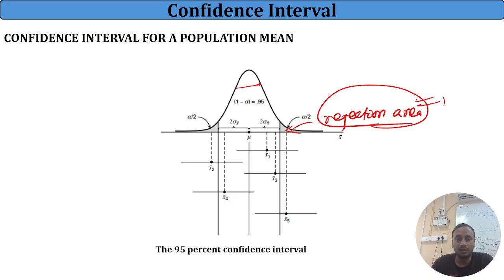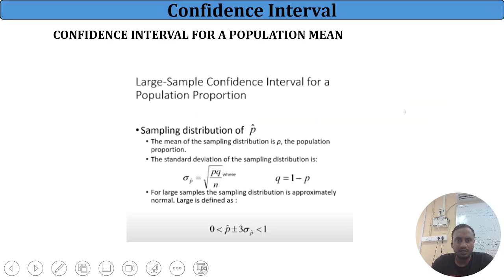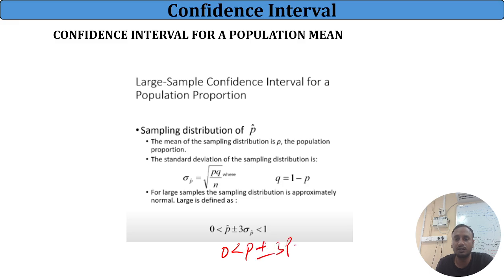Okay. Then for a population proportion, we can also calculate the interval like here: 0 to p plus minus 3 sigma p of 1. We all know why we have taken it from 0 to 1: because when we say proportion, we say percentage, and it can't go negative, is it?